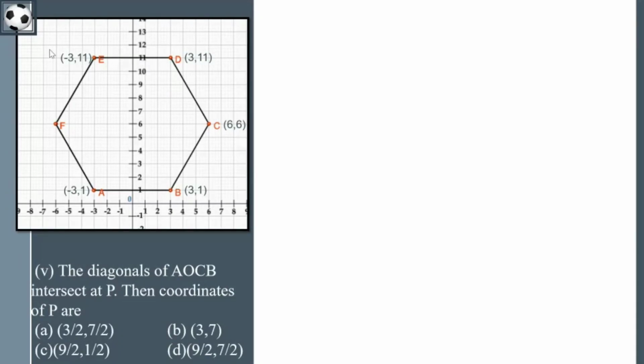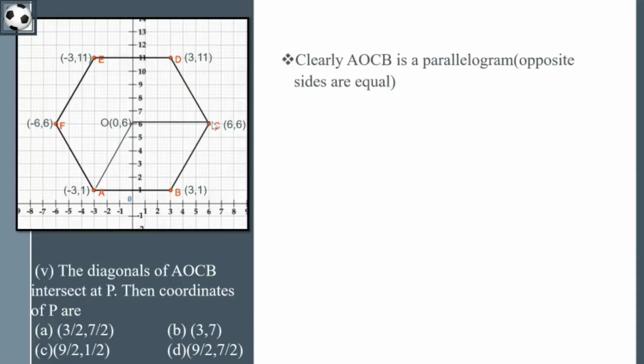So let us find out what this quadrilateral AOCB looks like. So let us see what is point O first of all. I mark point O, then I join OC and I join OA. Clearly, now just see here, OA is equal to CB and AB is equal to OC. So what kind of quadrilateral is AOCB? AOCB becomes a parallelogram because the opposite sides are equal.